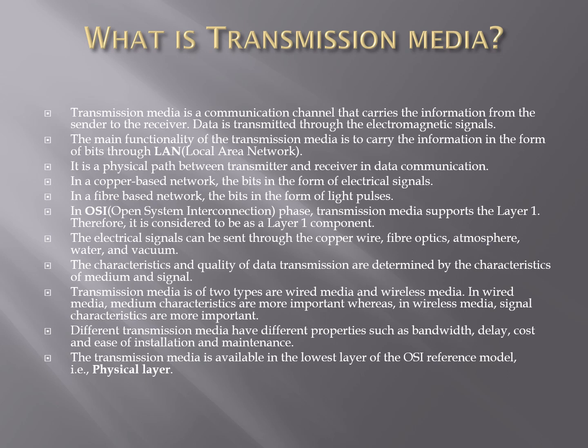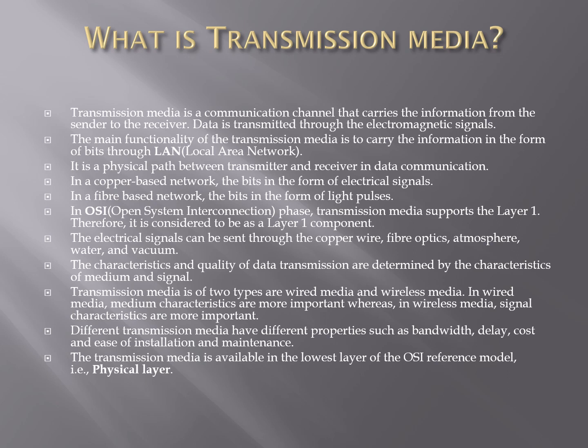In a copper-based network, the bits are in the form of electric signals. In a fiber-based network, the bits are in the form of light pulses. In OSI, that is Open System Interconnection, transmission media supports layer 1. Therefore, it is considered to be a layer 1 component. The electrical signals can be sent through copper wire, fiber optics, atmosphere, water, and vacuum.